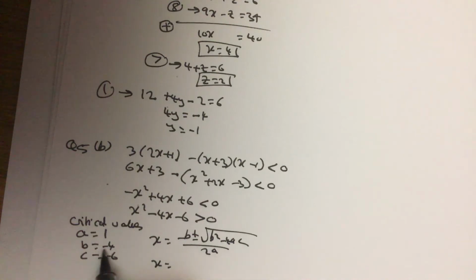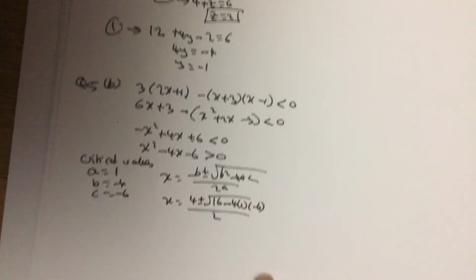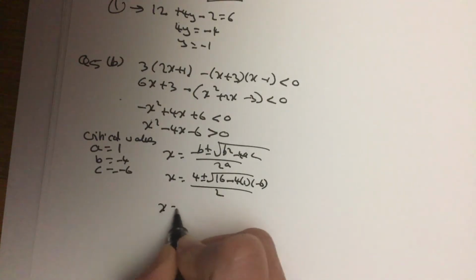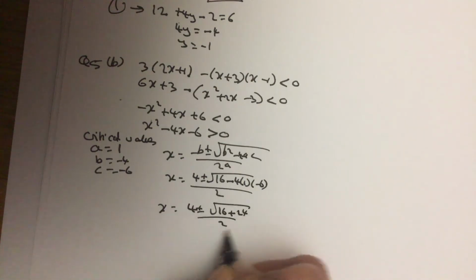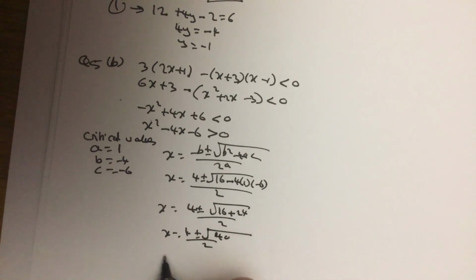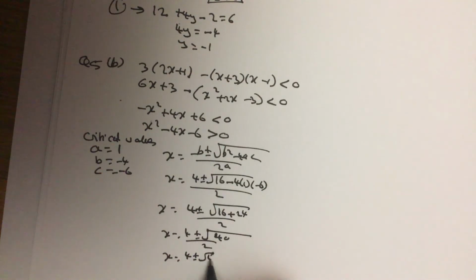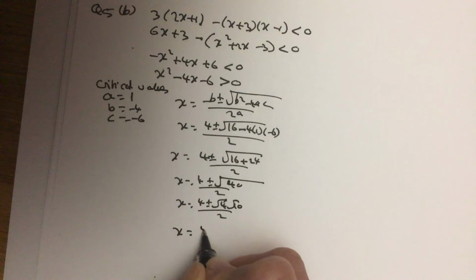So x is minus minus 4, which is an ordinary 4. b squared is 16 minus 4 times a times c all over 2a. Now, working this out, so 4 plus or minus the square root of 16 plus 24 over 2. So 4 plus or minus, that's going to be 40 over 2. That breaks down into the square root of 4, square root of 10 over 2. The square root of 4 is 2 root 10 over 2.